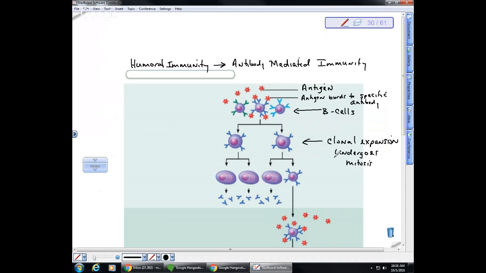So it's producing clones of itself. Now these clones will continue to reproduce, and then they specialize into two different groups of cells. So these cells right here are called plasma cells, and their function is that they are antibody factories.